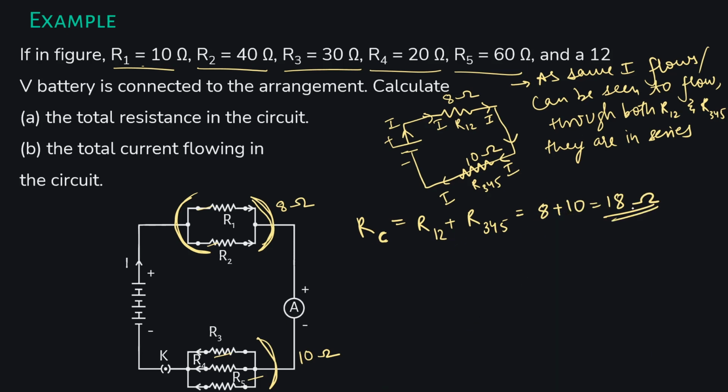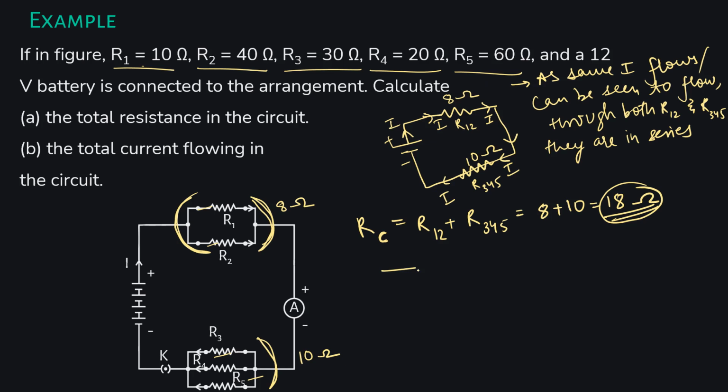Now, what does your second part say? Your second part says calculate the total current. So now if this is 18 ohm, what does this mean? That these two series resistors can be replaced by just one resistor of 18 ohm. Let's do that. What is our purpose of doing all of this? It is just to simplify the circuit.